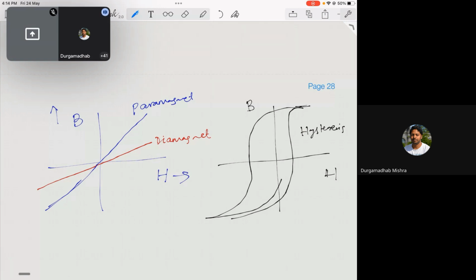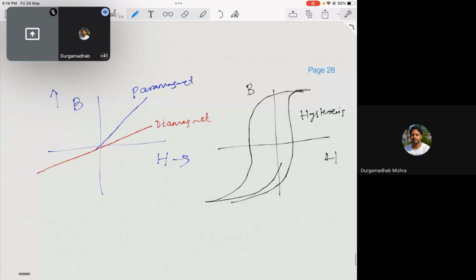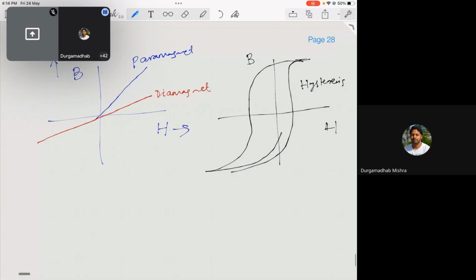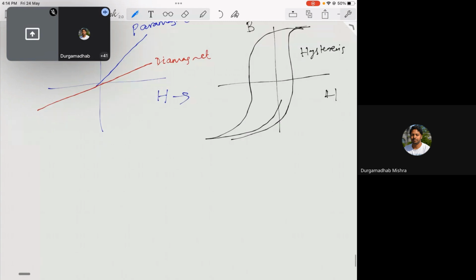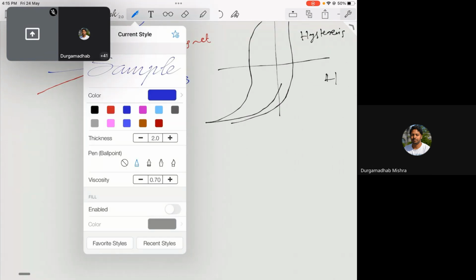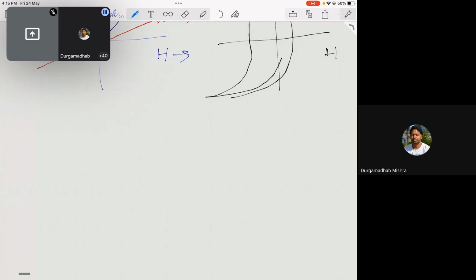So far, what we have discussed is electrostatics and magnetostatics. The next thing we will go into is what is known as dynamics. The first experiment that demonstrated this dynamic effect was Faraday's experiment, which is known as Faraday's laws of induction.